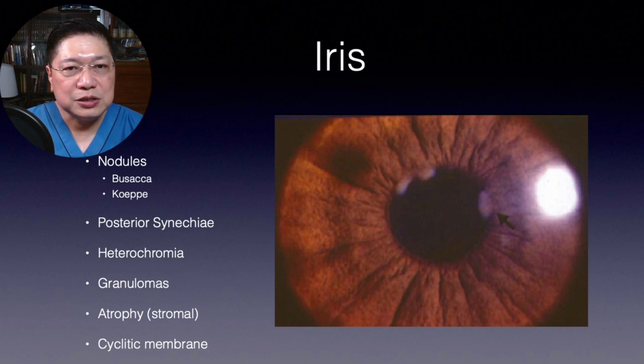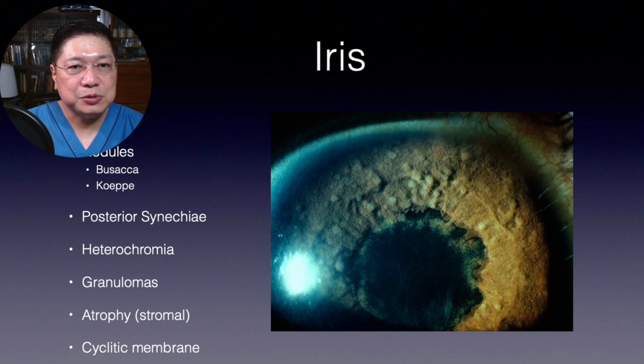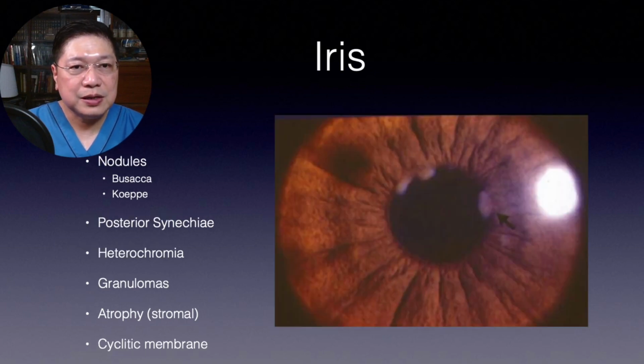Also, looking at the iris, you're looking for the nodules. The arrow is pointed at the iris nodule. It's called a Koeppe nodule. Koeppe nodules are iris nodules, but they're at the pupil. And a Busacca nodule would be the same nodule, but not at the pupil area. They would be at the middle of the iris. Well, this one are Busaccas, the ones at the middle of the iris. The Koeppe was the one that we showed you before. The nodules are in the pupillary area.